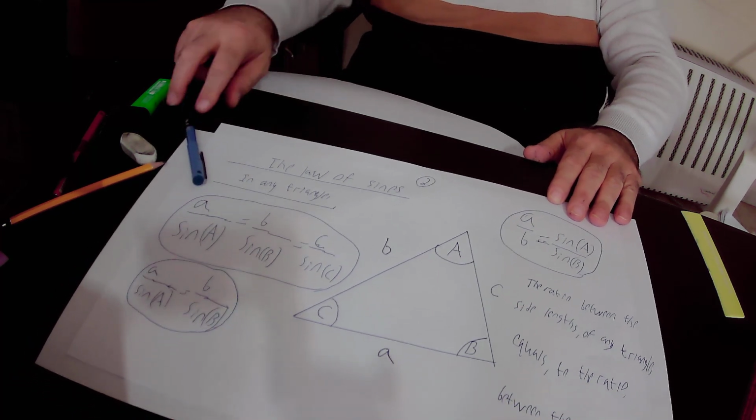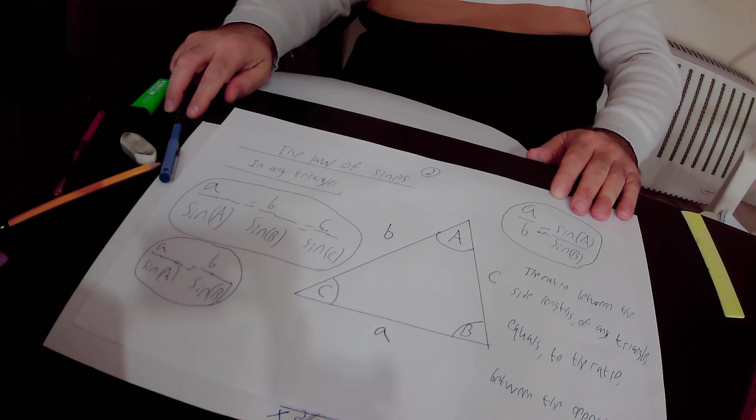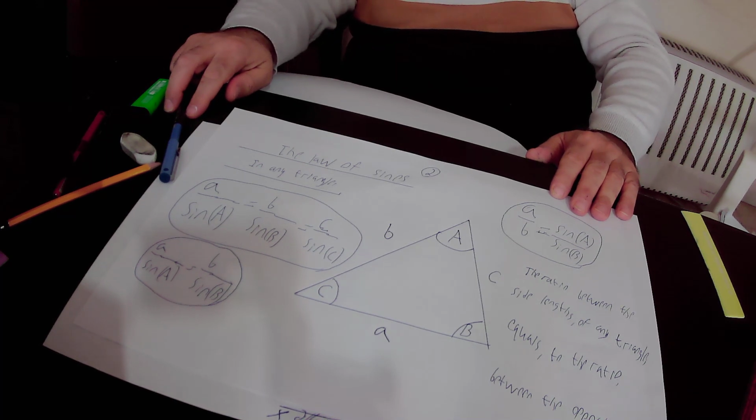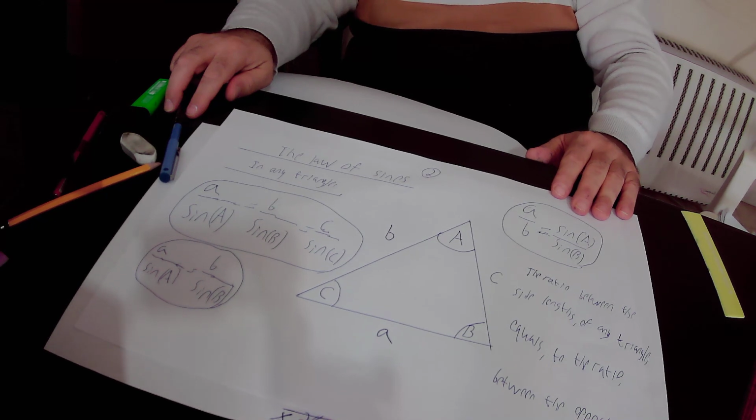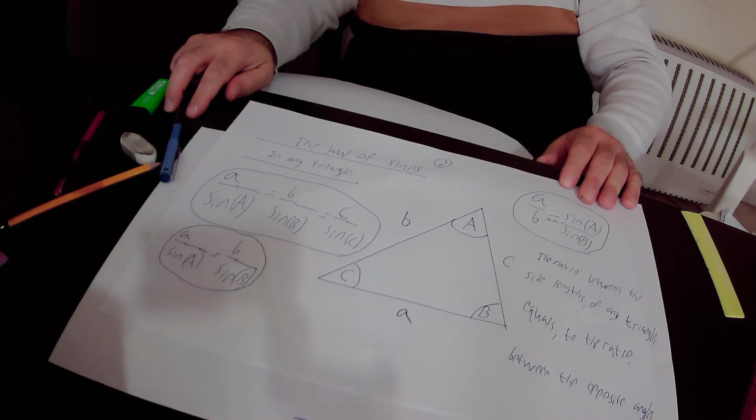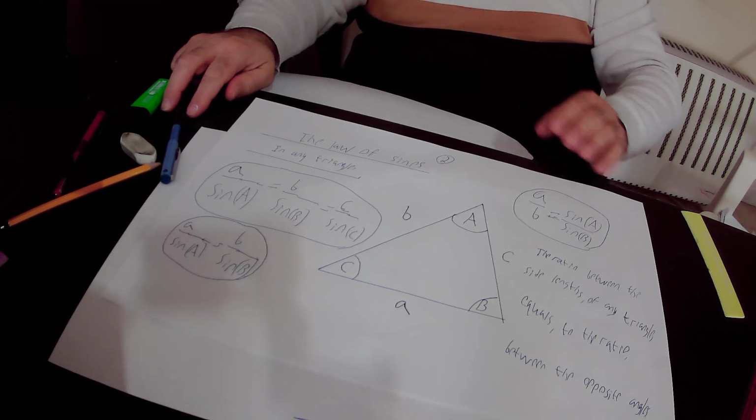What does this formula mean? It means that the ratio between the side lengths of any triangle is equal to the ratio between the sines of the opposite angles. Okay?